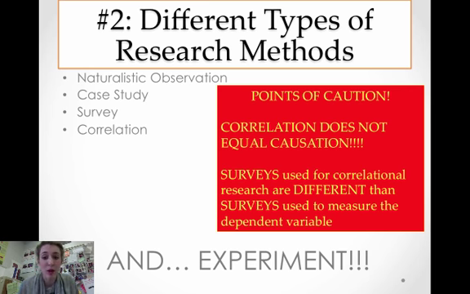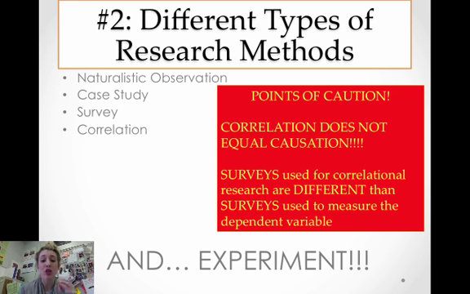And then correlation, right? And here's the thing. We all know correlation does not equal causation. And we also know that will be on the AP test. I mean, maybe not that exactly, but there will be something that forces you to identify experiments as cause and effect, or correlation as not causation, right? Or any of the other ones, any of these 4, naturalistic, case study, survey, correlation. You cannot determine cause and effect.